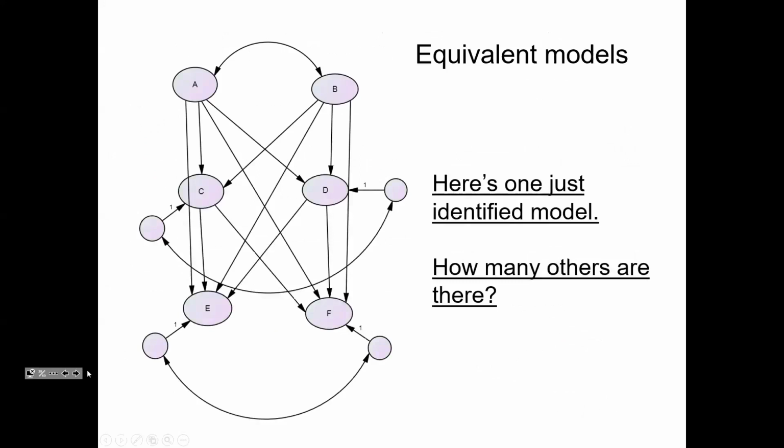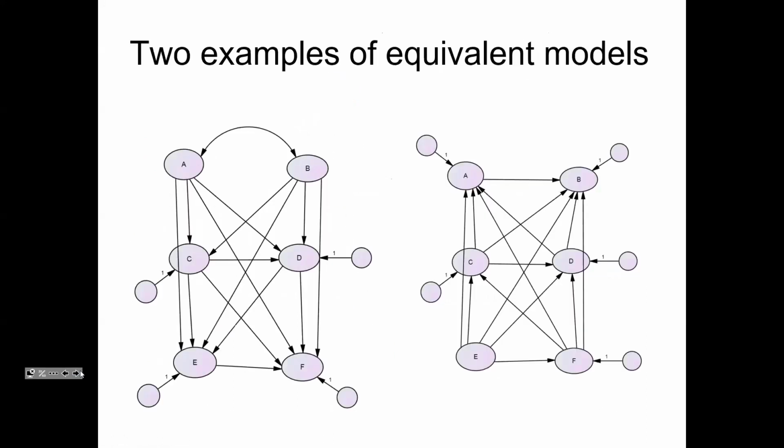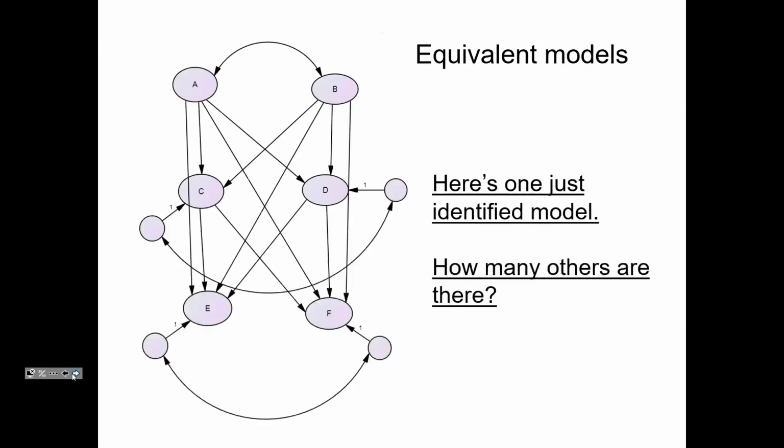Here we've got a just identified model. How many other ways could I draw this just identified model? A lot, right? Here are two more examples that look really different from the first one but are equivalent.